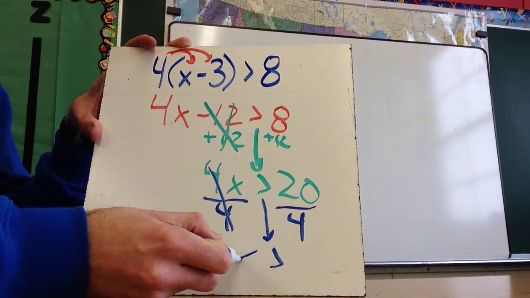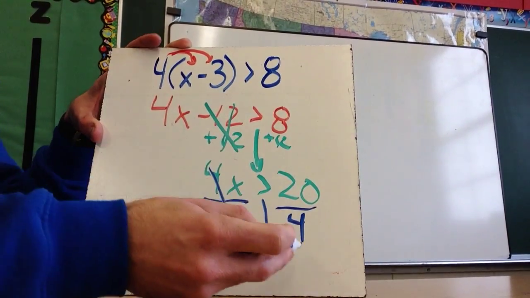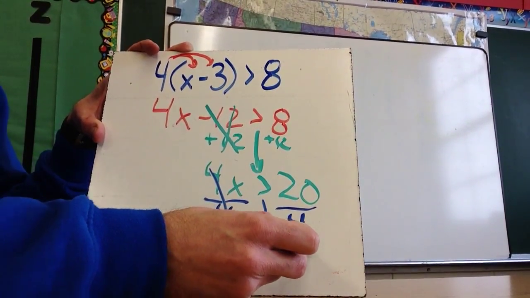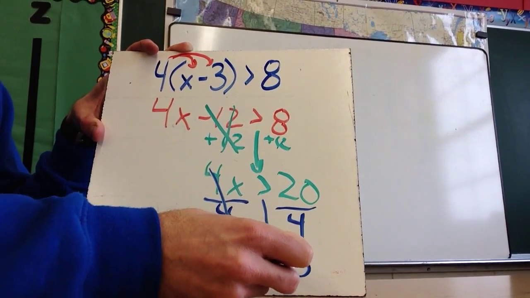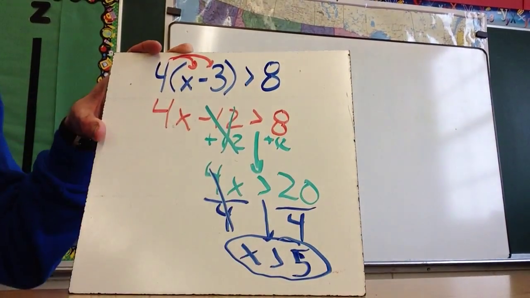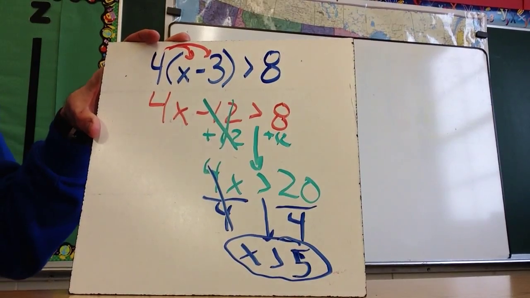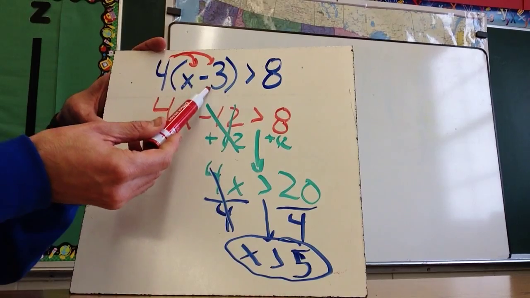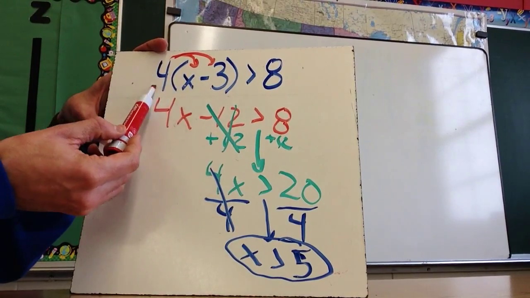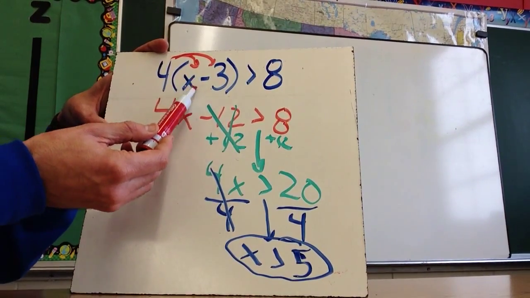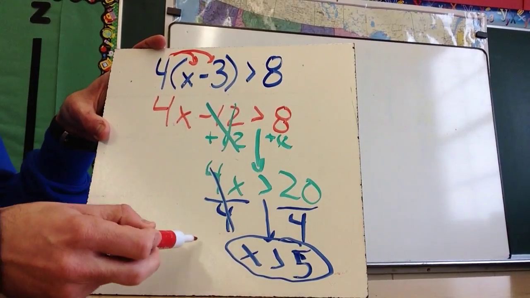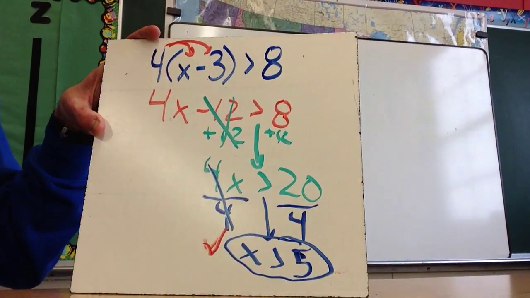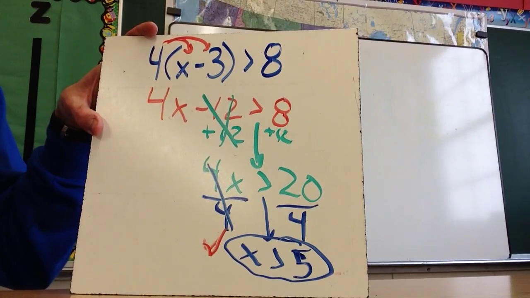Dividing these, this is x. 20 divided by 4 is 5. So I got x is greater than 5. And again, we can check this by picking a number that's greater than 5. So let's pick a number like 10. Put a 10 in here. 10 minus 3 is 7. 4 times 7 is 28. Is 28 greater than 8? If it's true, then you've got a pretty good bet that you got that one correct.